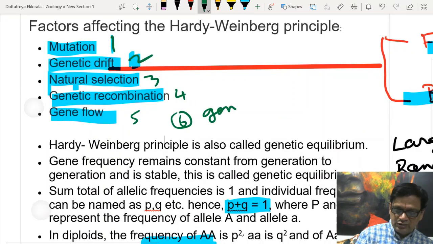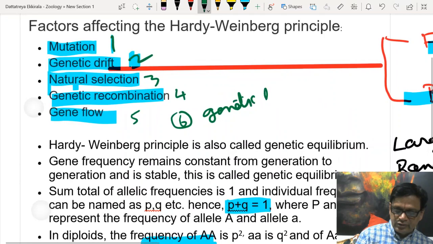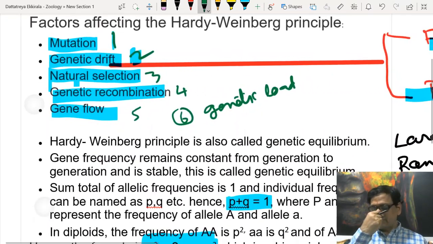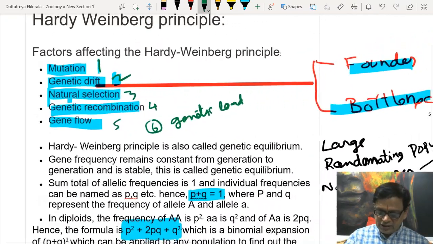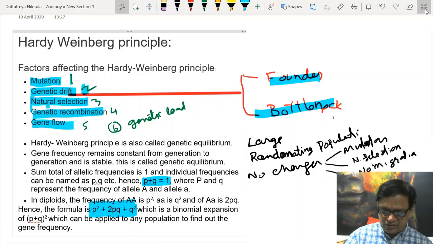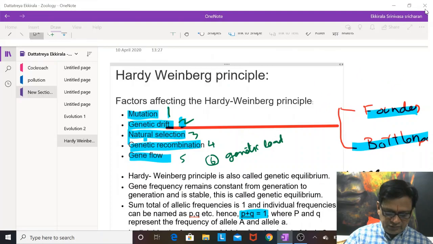Genetic load, also try to remember. When a defect is present in a population in a heterozygous condition, it cannot be eliminated easily. So it is genetic load. These are factors that cause changes in evolution.